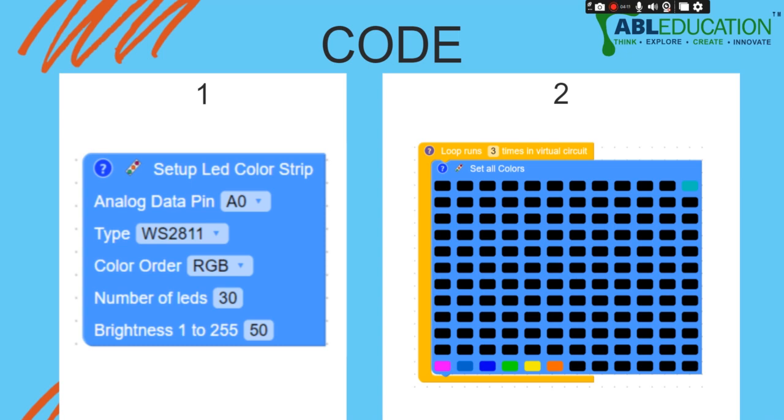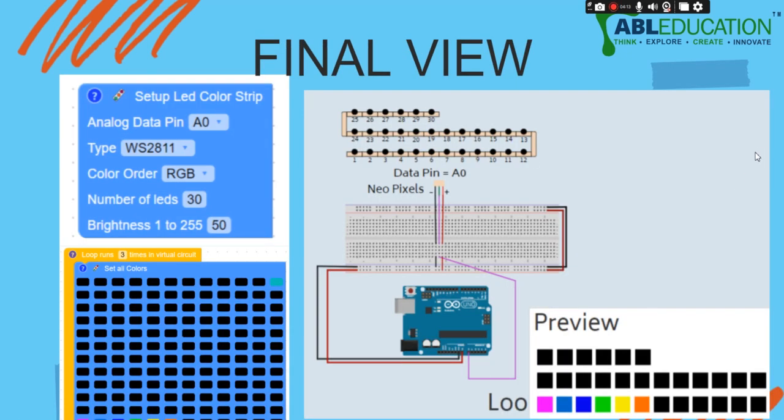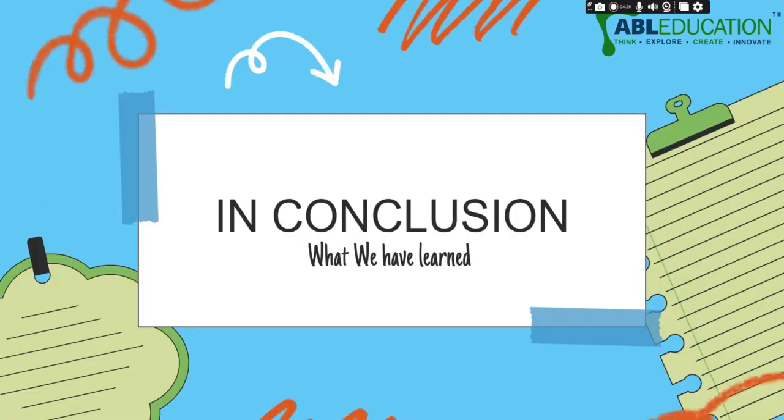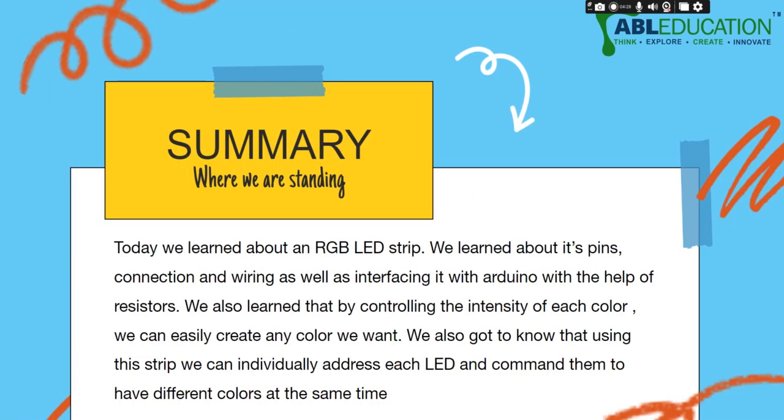Okay, so moving forward, this is the final view. This is the analog data pin, this is the LED setup, and this is the loop inside which the LED is going to glow, and this is the circuit diagram, and this is the preview of what it looks like in the display section. In conclusion, we can say that we learned about the color intensity, the data pins, the type of RGB LEDs, how they are made, how they are used, and everything else about RGB LEDs, and how we can create a rainbow using RGB LED strip. So this is what we learned today.